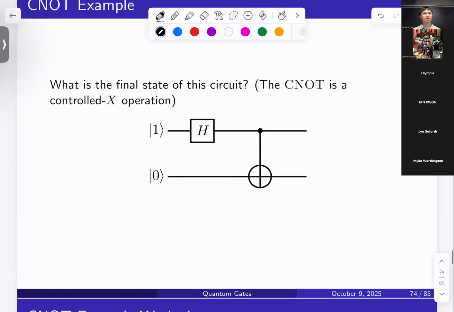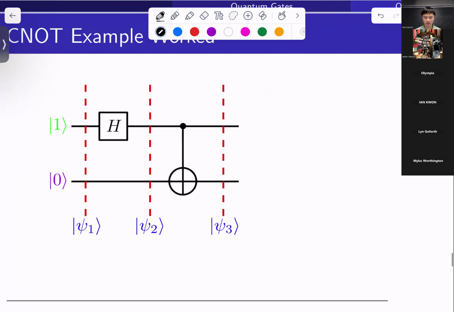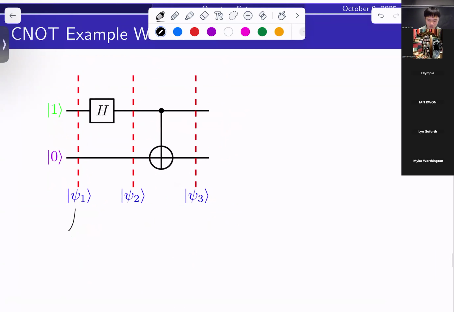So an example of what does this circuit do? Yeah, here's the worked example. Again, we're going to feed in a 1 on the top and a 0 on the bottom. And just how we notate this is that psi 1 is equal to 1, 0, right? We read from top to bottom. Okay. Again, order matters. And now we're going to apply an H and then a CNOT.